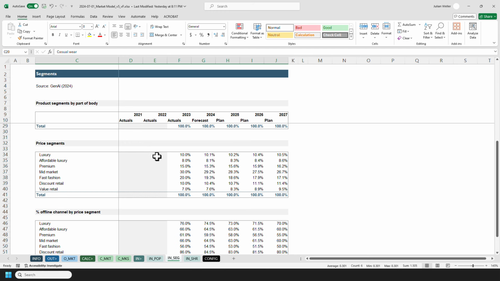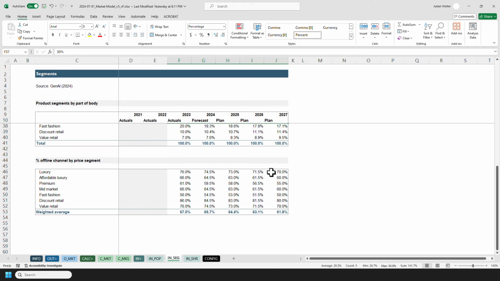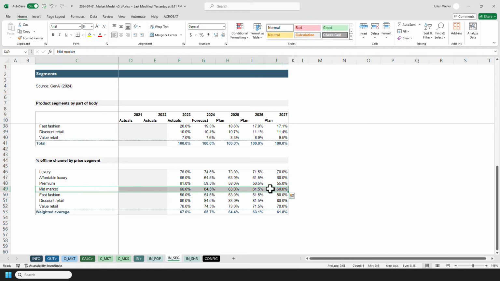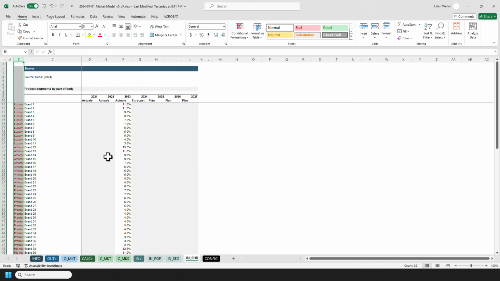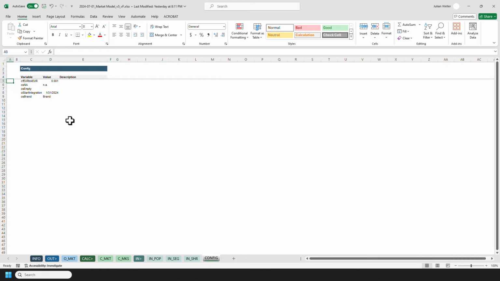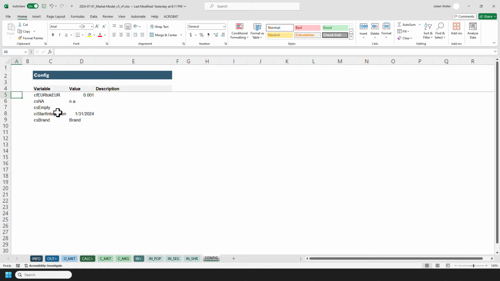Then we have the price segments. So here, what's important is that the Gen AI and the market intel that I gathered expect the mid-market to decline, which is a bad thing for old-fashioned. And another bad thing for them is that the offline channel here for the mid-market is expected to decline as well. Shares, I already just went through that. And the config tab is really not that comprehensive here, so we just have some more technical things here.